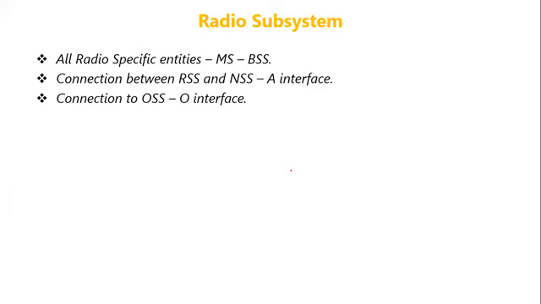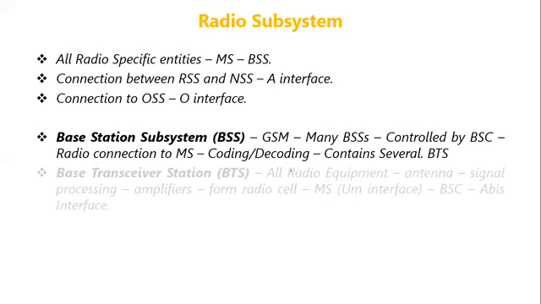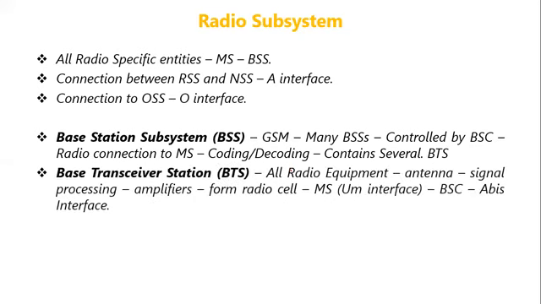They are in turn connected with the operation subsystem using an interface, and that interface is called the O interface. The A interface is typically based on circuit switched systems, whereas the O interface uses signaling systems. So now let us understand the various other subsystems within the radio subsystem.